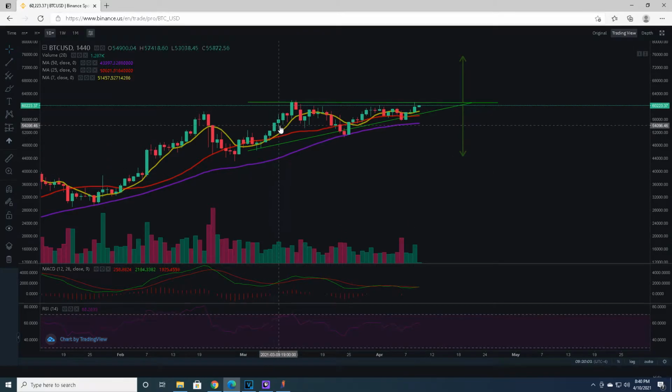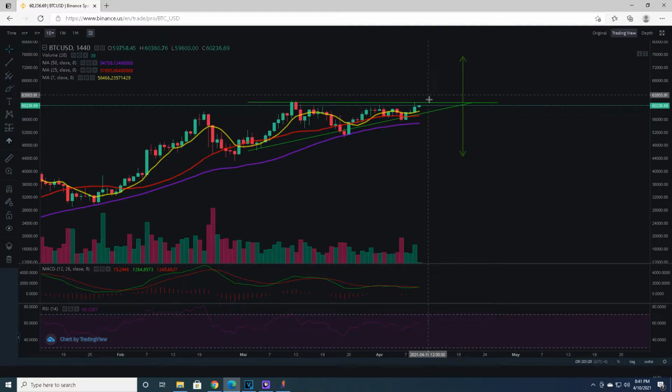You can see here, we were on our support line. We hit our resistance. We sell down, hit our support line again, but our support line is now higher. We hit our resistance again. We hit our support again, our support line is now higher, and now we're banging up against the resistance again. I don't see this pattern here lasting for more than another 2 days tops before we have a full-blown breakout.